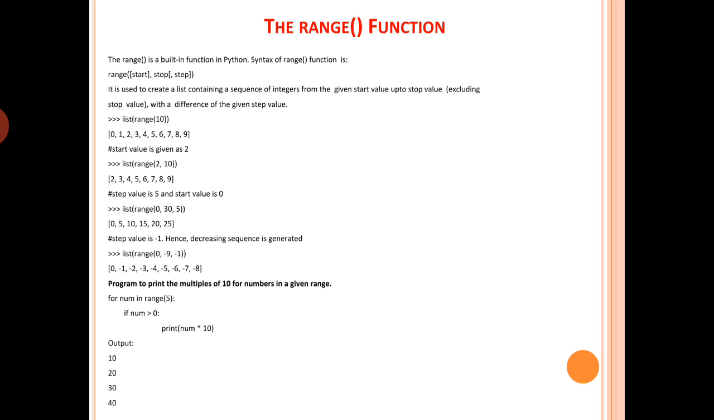Now this is the program to print the multiples of 10 for numbers in the given range. Here for loop is used. So num is the variable in range 5. If num is greater than 0, it will print num multiplied by 10 and the output will be 10, 20, 30 and 40.